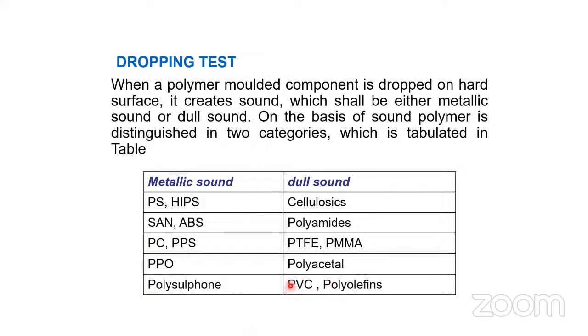Yeah. So if you drop those things on the ground, they will sound like metal. But if you have polyethylene, PTFE, or PVC and you drop those materials on the floor, they will sound dull. Accordingly, materials have been segregated into two types, by which you can identify the type of material.